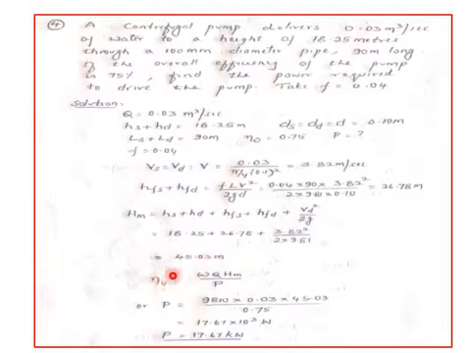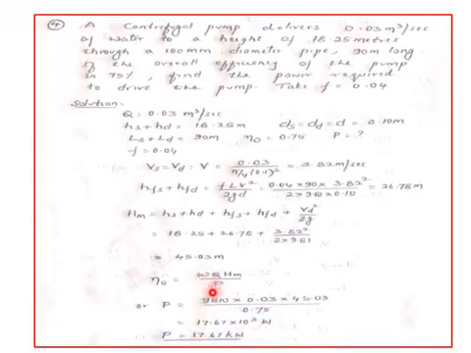Now you know that overall efficiency, because overall efficiency is given, is w Q, that is specific weight into discharge into manometric head, divided by P. So we can calculate P, which comes to 17.67 into 10 raised to 3 watts. Divide by 1000, you will get 17.67 kilowatts. So the power required to drive the pump is about 17.67 kilowatts.